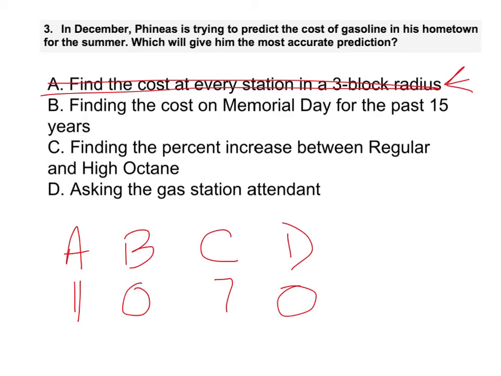What month is Memorial Day in? Nope. Nope. May. Memorial Day is in May. What season comes after May? Summer. Right. And what's he trying to predict this for? Winter. No, you're in December now, and he's trying to predict it for the summer.